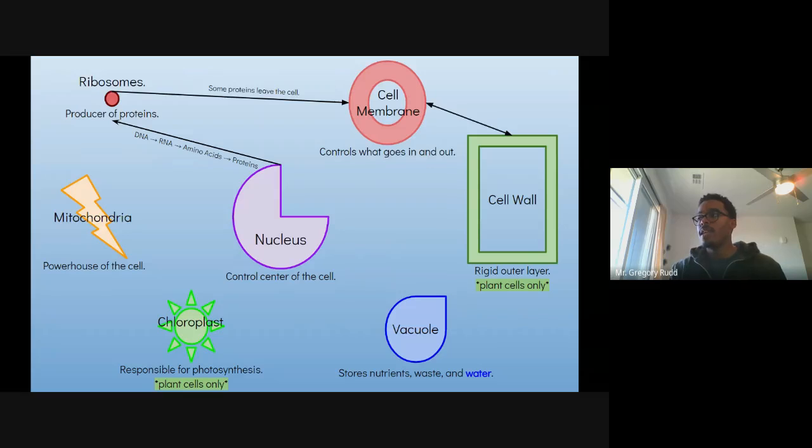Okay, both the cell membrane and the cell wall are considered outer layers, and so they both have a role in support. What's the relationship between a vacuole and a cell wall? Again, push yourself to think about this one.